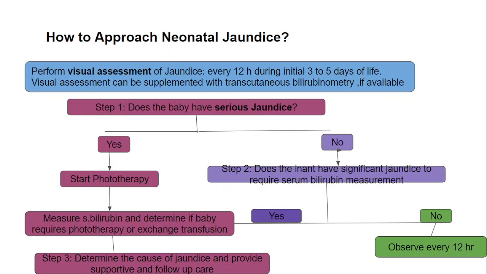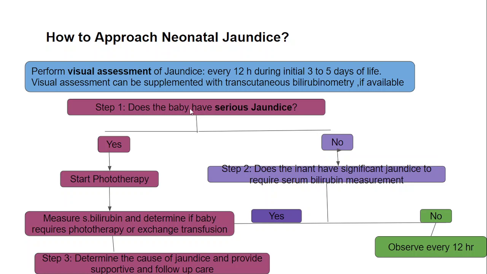How to approach neonatal jaundice? First, we should perform visual assessment of jaundice every 12th hour during the initial 3 to 5 days of life. The visual assessment can be supplemented with transcutaneous bilirubinometry if it is available with you.